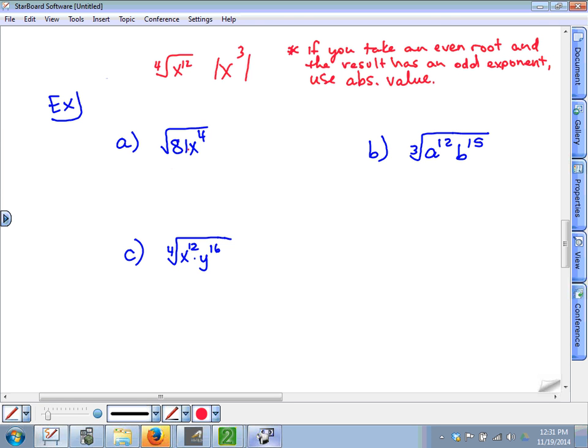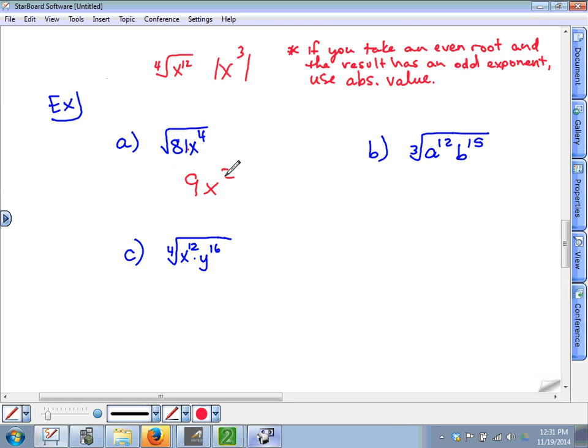Now, do the directions say anything about real roots? So that just means they want the principal, just the positive. Okay. So these are really easy, you guys. What's the square root of 81? And what's the square root of x to the 4th? Does that need absolute values? What do you think? We did take an even root, but did it come out with an odd exponent? So that's fine.